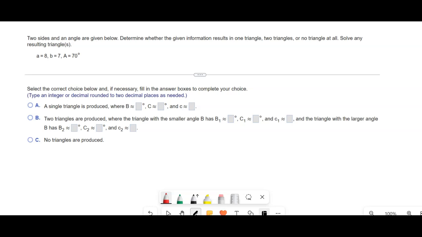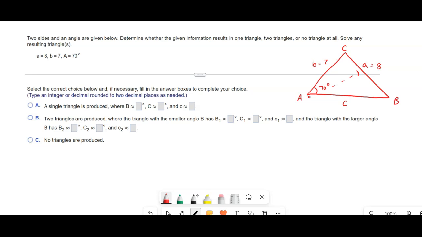Hey trig class, let's look at this ambiguous case of the law of sines, which means again we have a triangle that could potentially produce no triangle, one or two triangles. So let's label this angle A right here. That means this is little a, and then we'll call this angle B and this little b, making this angle C and this little c. So angle A is 70 degrees, and what's opposite that is little a, which is 8 units. And then b, this side over here, is 7 units.